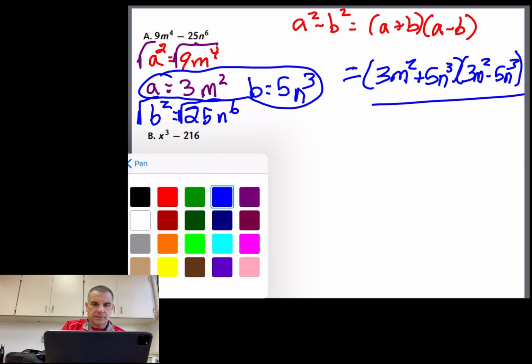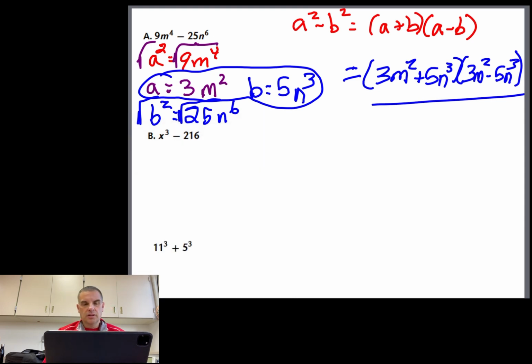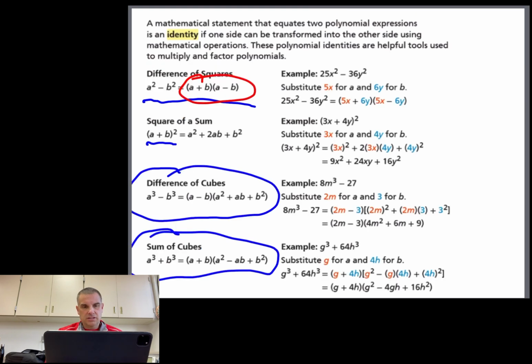Let's go down to the next one. Okay, so again, evaluating it out, trying to figure out what we have. I've got a subtraction. Okay. Can I take the square root of x cubed and get something that's pretty nice? No, can't, but I can take the cube root of it. So if I can take the cube root of it, then it probably means it's this difference of cubes. Okay, and in this case, it is the difference of cubes. So we go back and look at our formulas, difference of cubes.